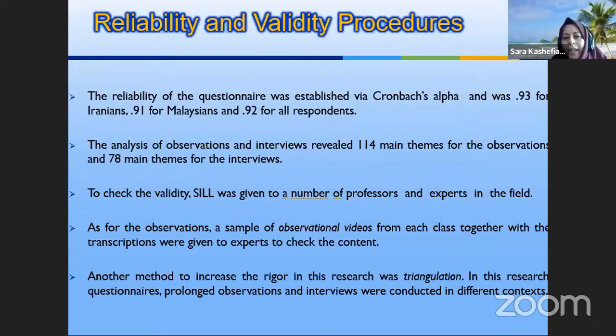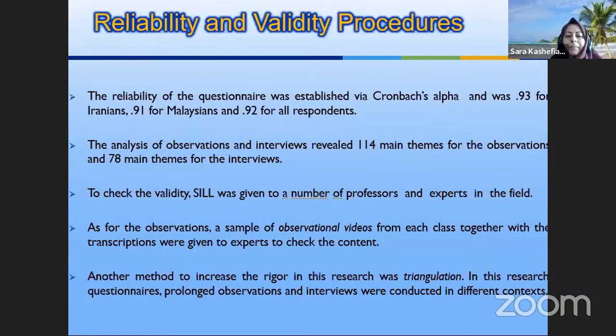To check the validity, the questionnaire was given to a number of professors and experts in the field, and they were asked to check the suitability of contents. Member checking was also used for checking the validity of data revealed from interviews. As for the observations, a sample of observational video from each class together with the transcriptions were given to experts to check the content.